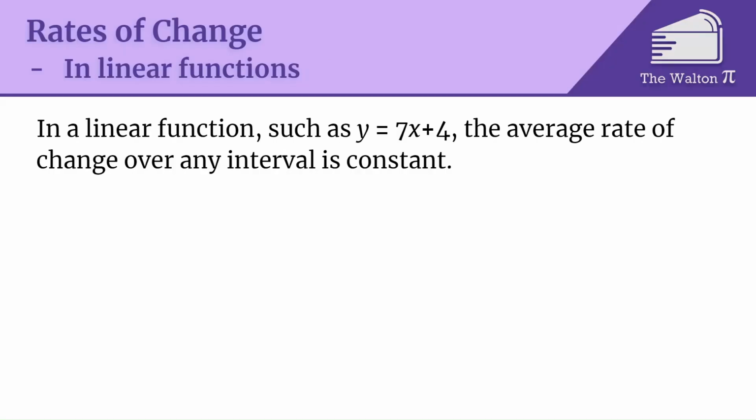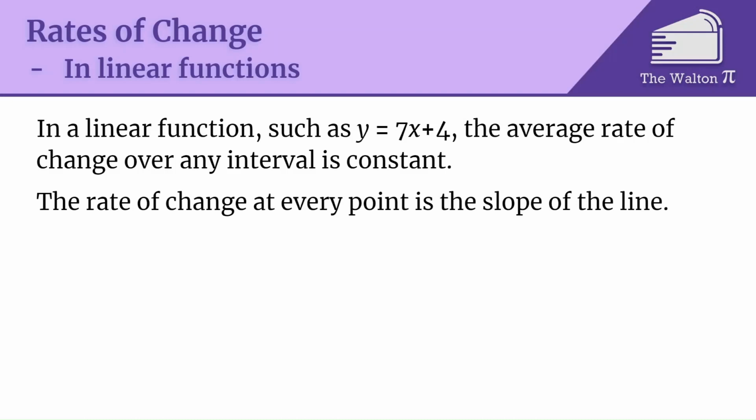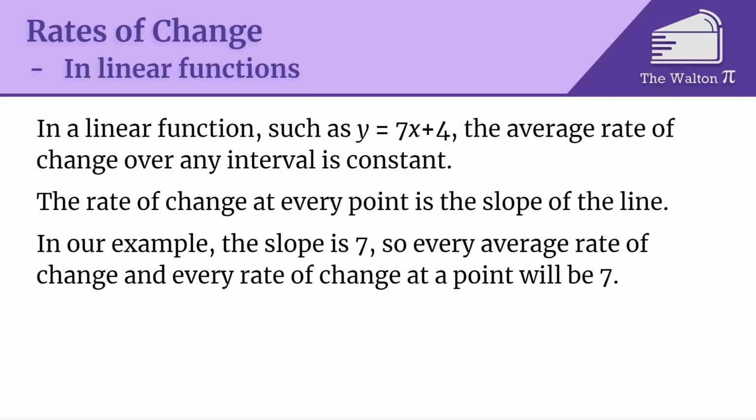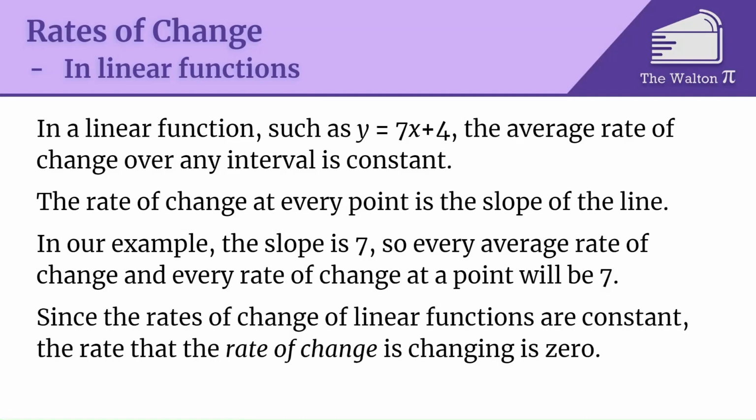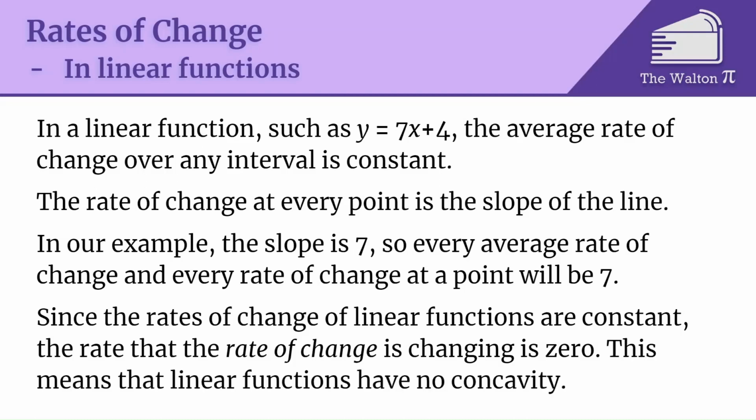In linear functions, such as y equals 7x plus 4, the average rate of change over any interval is constant. And we say that the rate of change at every point is the slope of the line. So in our example, y equals 7x plus 4, the slope is 7. That means that every average rate of change and every rate of change at a point is going to be 7. And since the rates of change of linear functions are constant, we say that the rate at which the rate of change is changing is 0. This means that linear functions have no concavity. They're not concave up, they're not concave down.